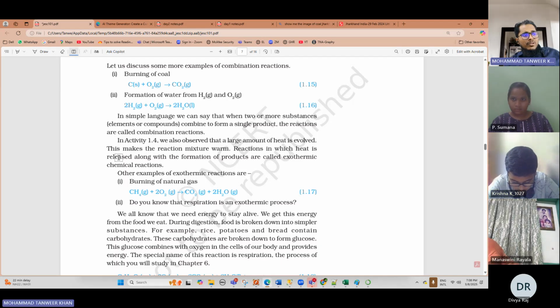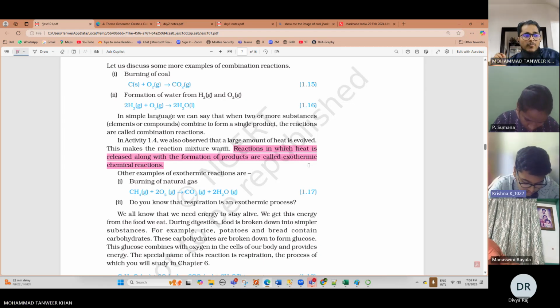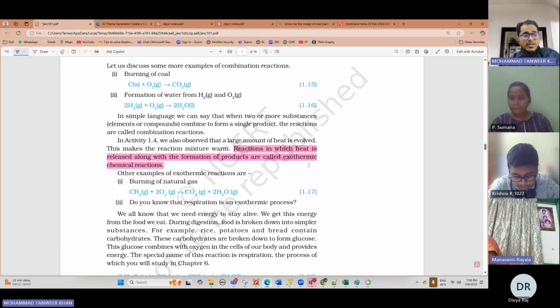Reactions in which heat is released along with the formation of products are called exothermic reactions. This is a very important point. The reactions in which heat is released or produced along with the products are known as which reaction? Exothermic reaction.